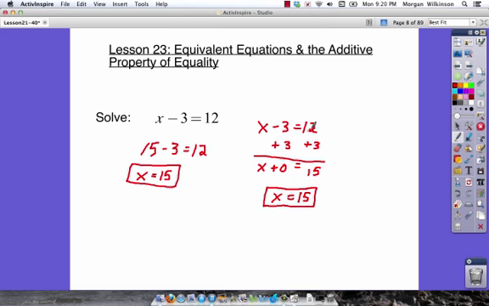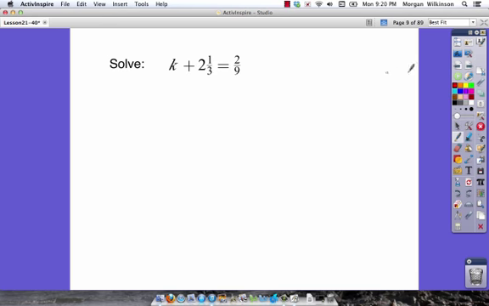Now using this method, when we add 3 to both sides, is very nice when the problems get a little bit more complex. Let's look at our next one. Let's say we have k plus 2 1/3 is equal to 2 ninths. Now if we have this problem, we're adding something to 2 1/3 to get us to 2 ninths. That's a little bit more difficult to do mentally. So a good strategy will be to do the opposite of addition, or the inverse of addition, that's subtraction. So we're going to subtract 2 1/3 from each side, because 2 1/3 minus 2 1/3 is equal to 0.